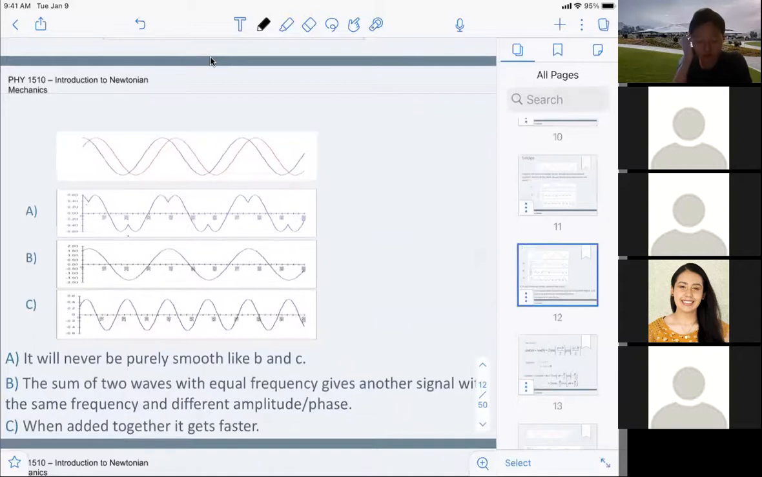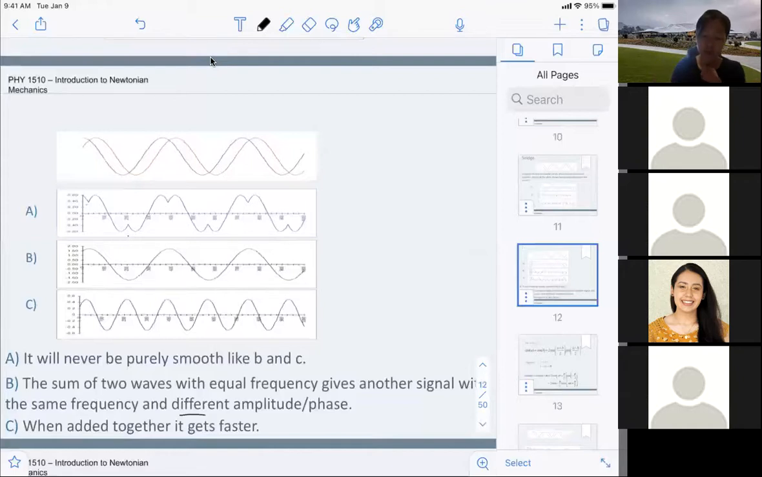B says, well, the sum of the two waves with equal frequency gives another signal with the same frequency, but the amplitude and the phase might change. So I choose B. If you choose C, you might argue that when you add two together, it gets faster. Instead of oscillating like this, it oscillates much faster, with a bigger frequency. So C shows a bigger frequency. It means that in an equal amount of time, it repeats the pattern more often. That's why you can see these waves are squished more together, showing a bigger frequency.